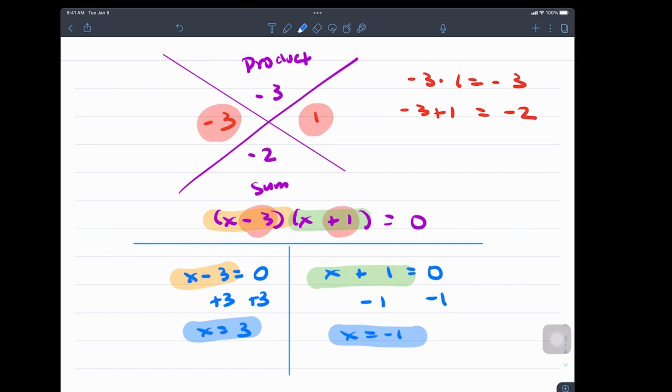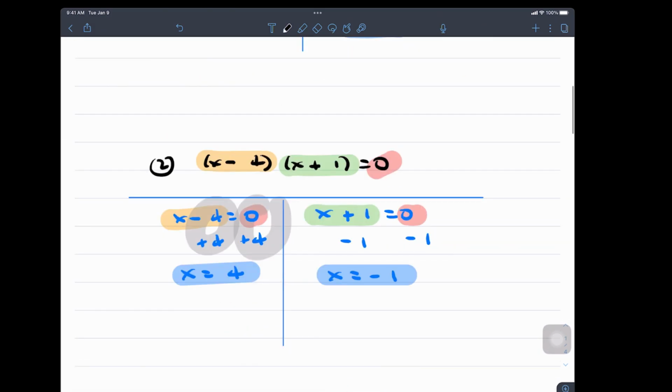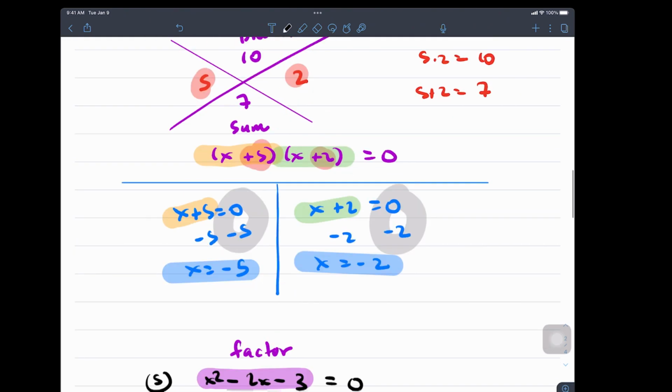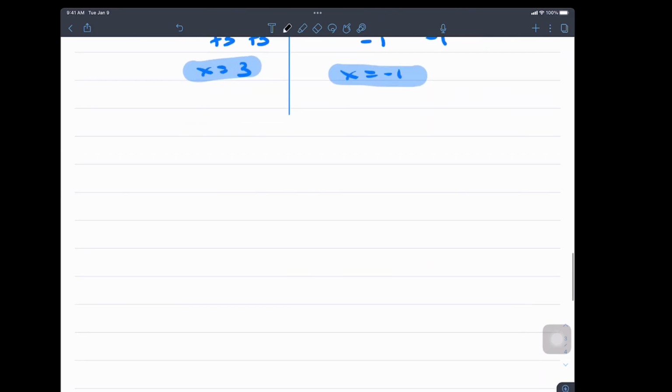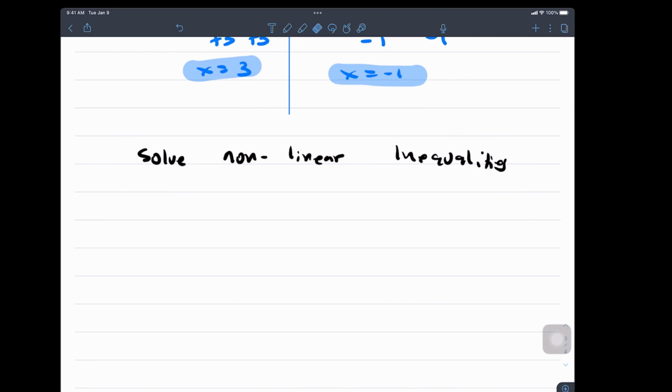All right, now you might say, well, why are we doing this now? Because we're going to learn a new technique. You see, this is solving what we call what? Equations here, right? They say solve for x. So we have solving equations. You're going to now have solving what we call non-linear inequalities. All right. So non-linear inequalities.